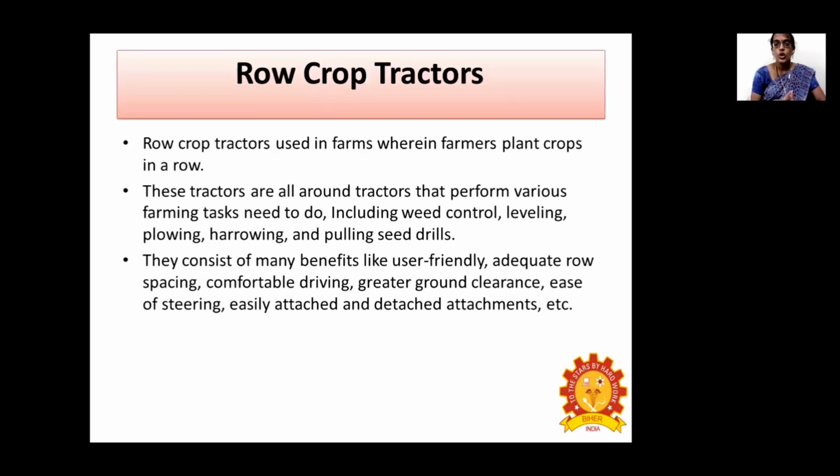The next one is the row crop tractor, and it is used on farms where farmers plant crops in rows. These tractors are also known as all-round tractors, and they are used to perform certain tasks that need to be done. They are used for weed control, leveling, cultivation, harrowing, and pulling seed drills.